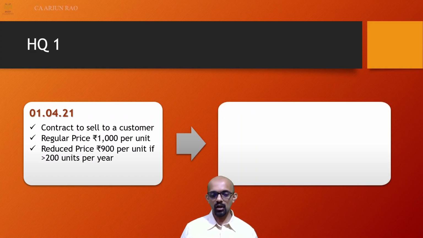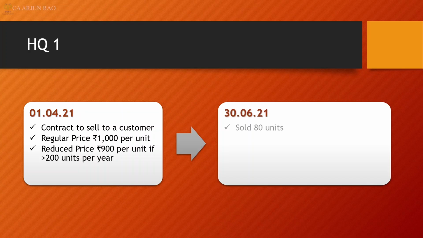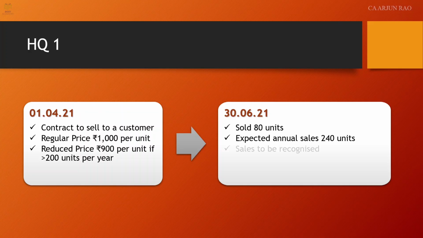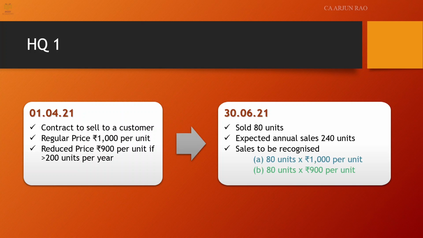So for the quarter, actual sold is 80 units and expected is 240 to this customer. So what is the sales to be recognized? 80 into 1000 or 80 into 900? The answer is 80 into 900.